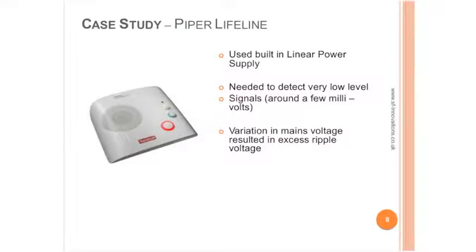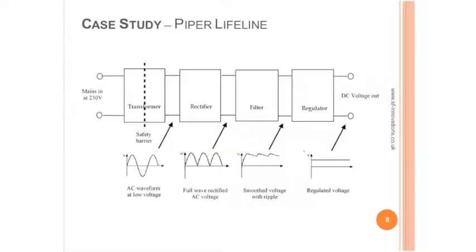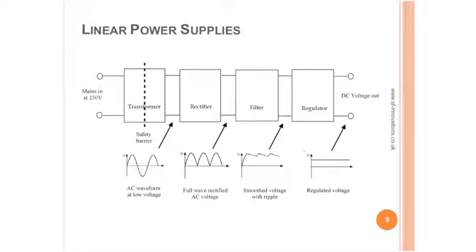What happened in actual fact when we put these out to trial was that variation in mains voltage, especially in rural locations, caused excessive ripple, i.e. noise on the power supply voltage, which resulted in non-detection of the signal, so failures in the field. Quite embarrassing for me. So how could we have sorted this problem out?